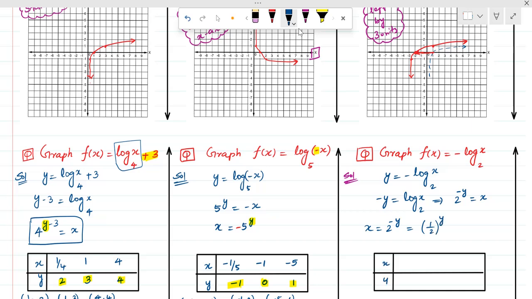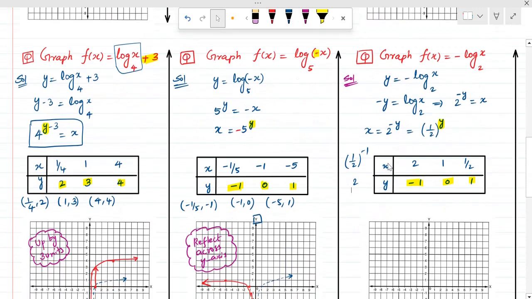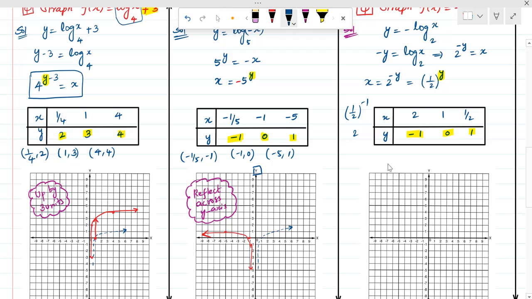Now x and y. So what is the x value? The y values are minus 1, 0, 1. I have to substitute these values here. When I substitute, it becomes 1, it is half, and then it is 2. Why is it 2? 1 over 2 to the power minus 1. If you flip the fraction, it becomes positive, so you will get plus 2. Now what are the points here? You will have the points 2 comma minus 1, 1 comma 0, and 1 over 2 comma 1.